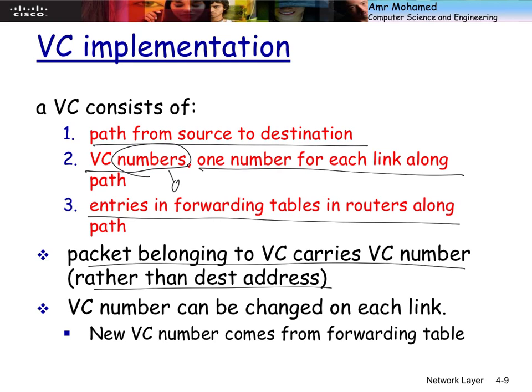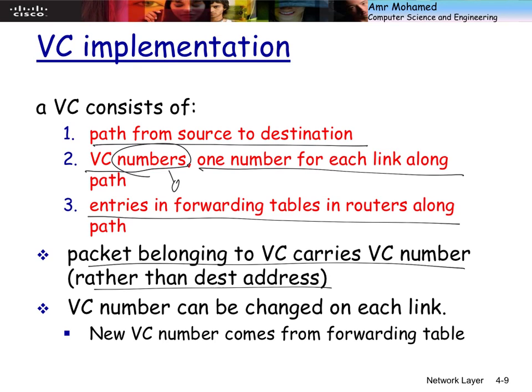The other problem is that this virtual circuit identifier has to be coordinated between all the routers, because it has to be allocated in a centralized way, right?